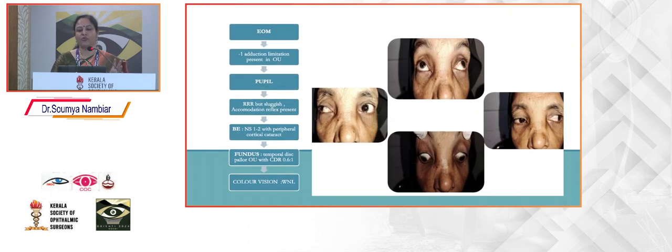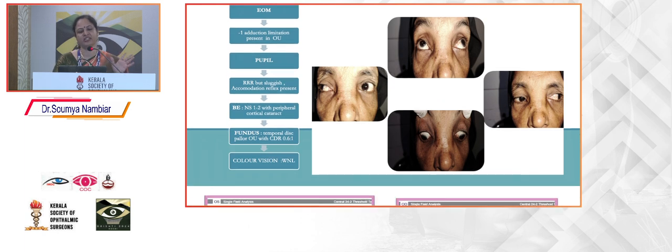On extraocular movements, you can see on the right side and left side, there is an adduction limitation in both eyes. And pupil, this is very important, pupil was round, regular, reacting, but sluggish in reaction. So that is when something has to click to you, there is some problem. Cataract, there is an NS 1 to 2 cataract. Fundus, you see, mild disc pallor, very difficult to detect, okay? And as we told, cupping was there around 0.6. Color vision was tested, it was normal.